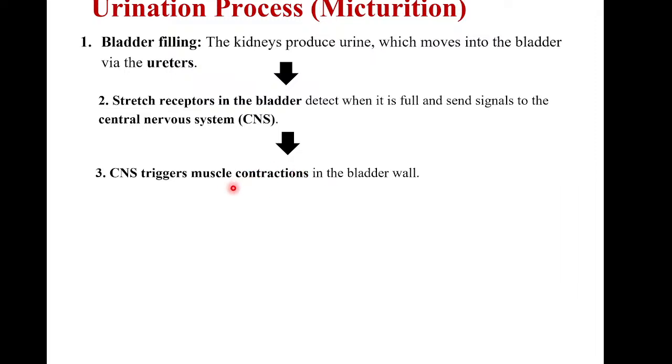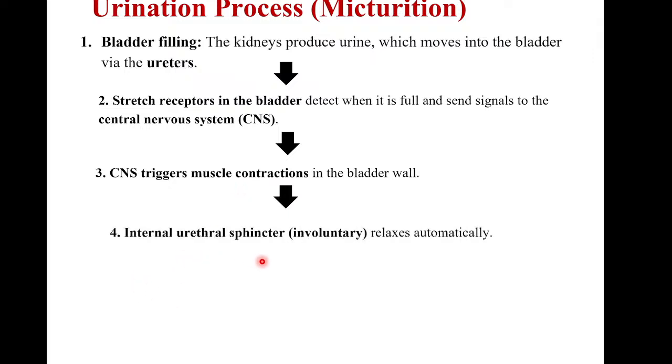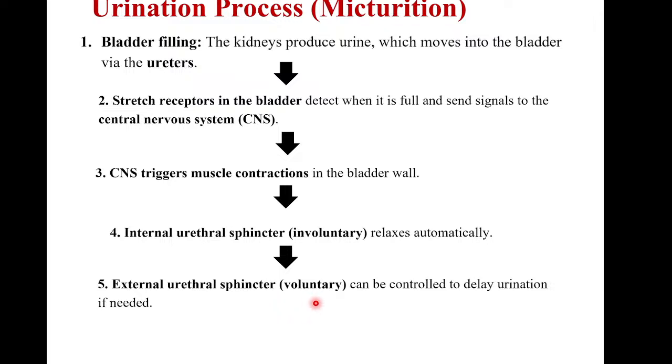Once there is muscle contraction, the internal urethral sphincter, which is involuntary in nature, relaxes automatically. And there is also the external urethral sphincter, which is voluntary in nature, and that can be controlled to delay urination if needed. So this is how the urination process occurs, and it is very important that you should not hold your urine for a long time, because if you hold urine for a long time, it can cause infection or bladder issues.